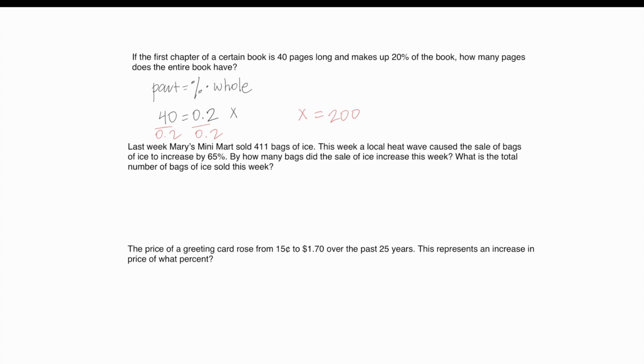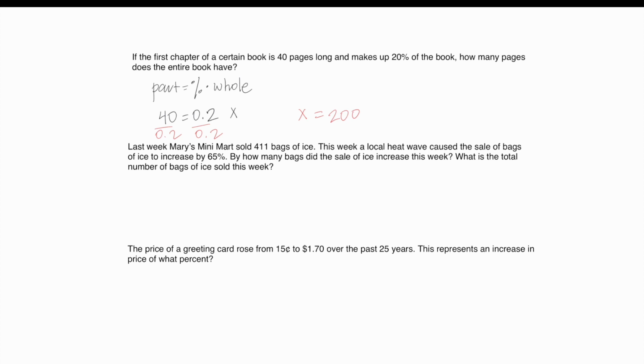Last week, Mary's Mini Mart sold 411 bags of ice. This week, a local heat wave caused the sale of bags of ice to increase by 65%. By how many bags did the sale of ice increase this week? What is the total number of bags of ice sold this week?